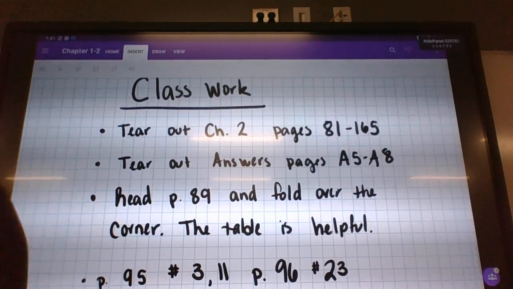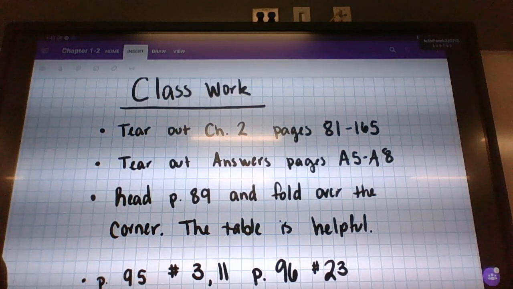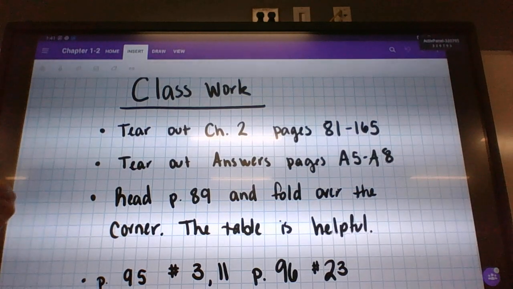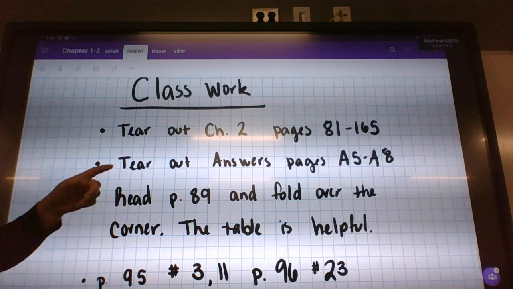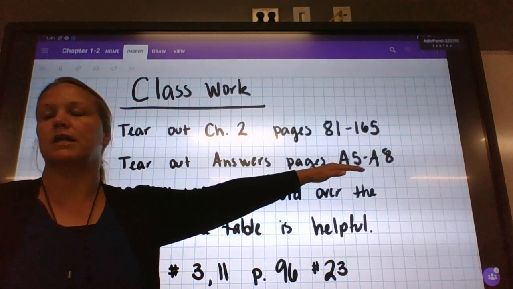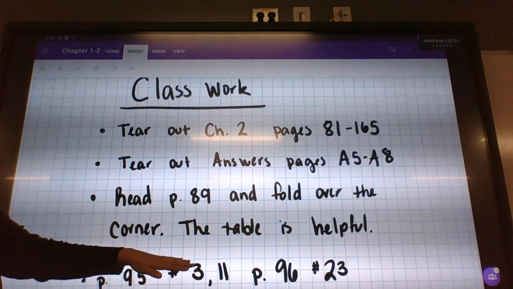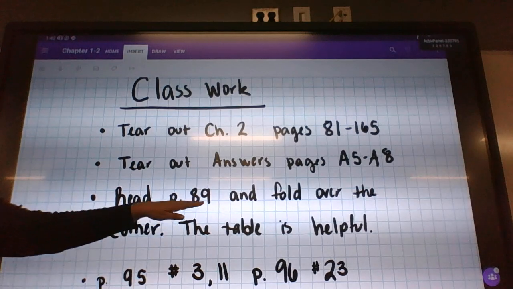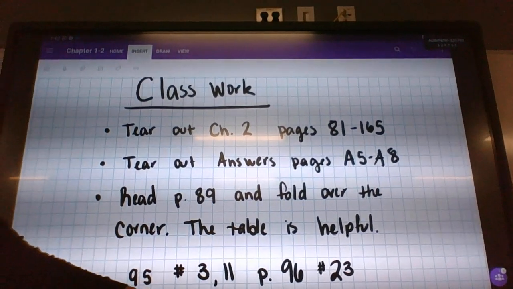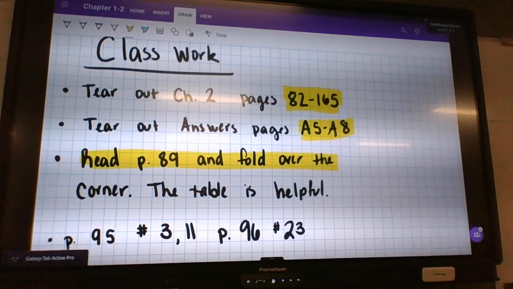Alright, so this is our classwork today. I'm gonna hand the first person in your row a stack of books. You guys will pass them back, hopefully in a civilized manner. These are the pages you tear out. These are the answers. Remember, you want the answers. Tear out the answers. You will then get up and start hole punching your pages. And then you're gonna go to page 89 and read the table. It's very helpful. And then we're going to do 3 problems together out of your book. Page 89.